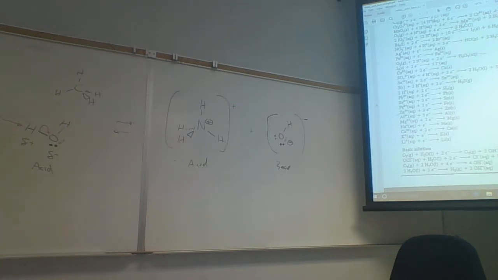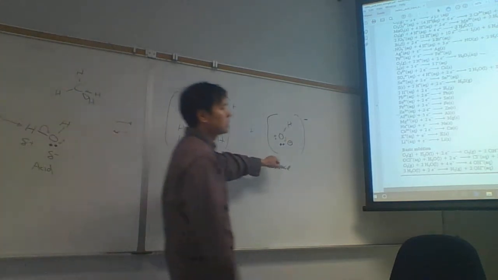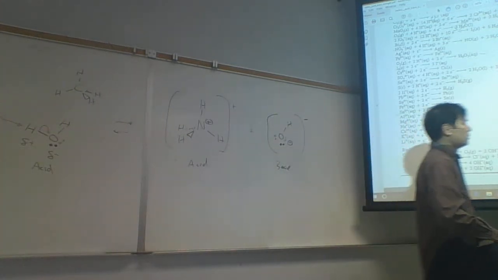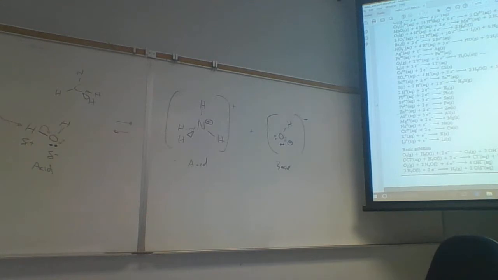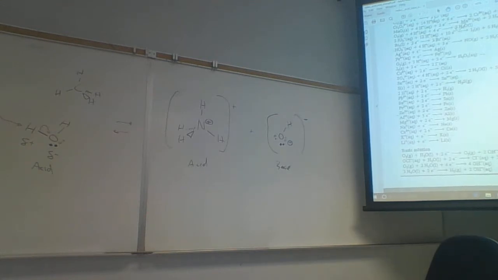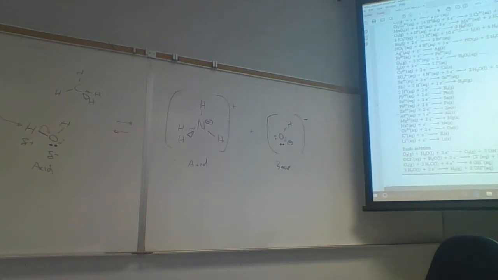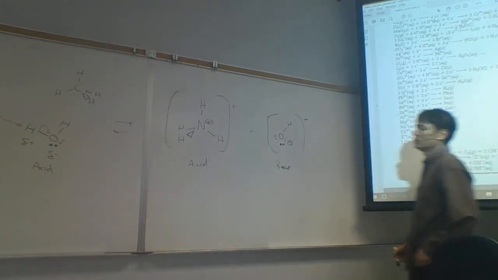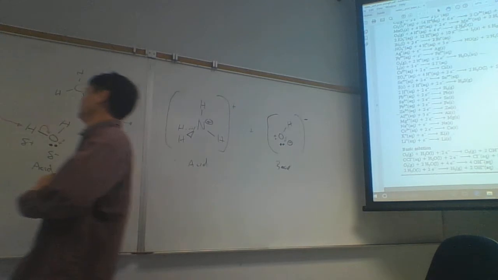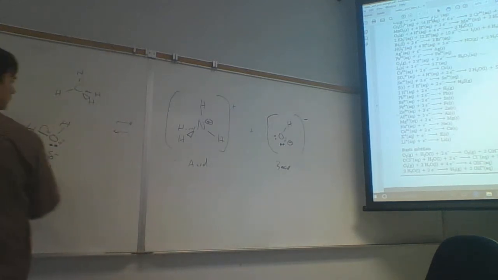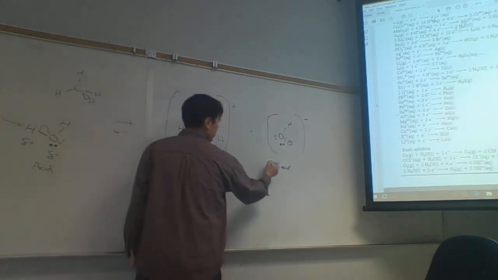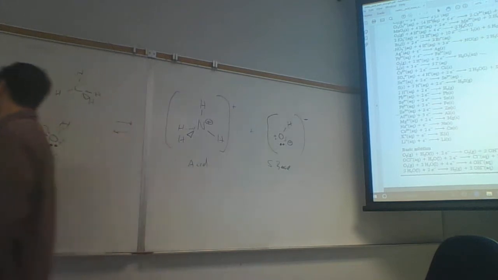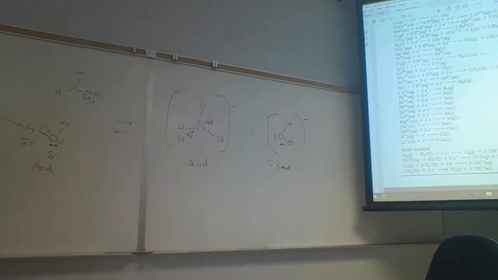We compare the two bases. Which one's a stronger base, ammonia or hydroxide? So here's hydroxide, here's ammonia. Which one's stronger? Hydroxide. Hydroxide is stronger. So over here, this is the stronger base, this is the weaker base. So we're going from a weaker base to a stronger base.